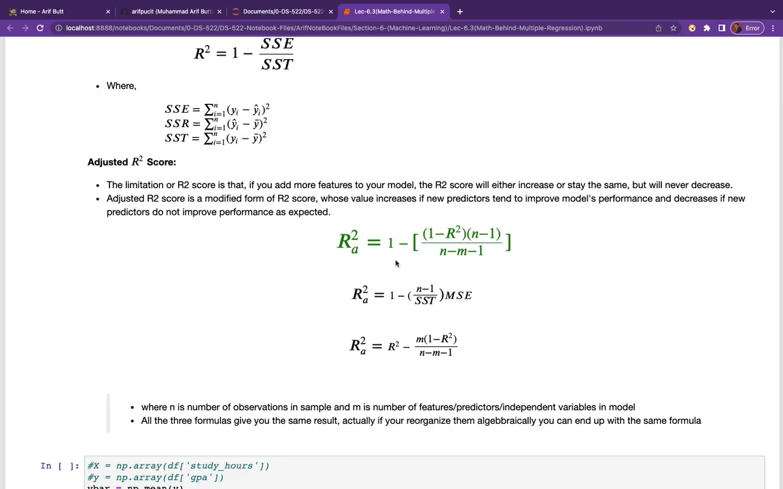Similarly, my dear students, if you add a relevant feature to your model, the R2 score in the numerator will increase. Although m will also increase and the denominator will decrease, the R2 value will increase more than m. Therefore, this time the overall second term will decrease, so the adjusted R2 score will increase. Okay.